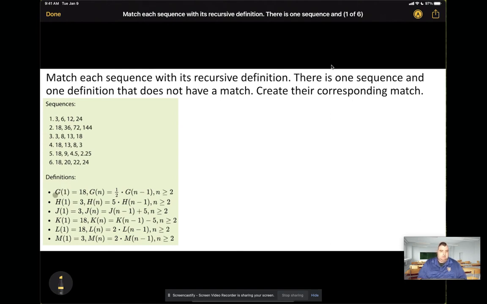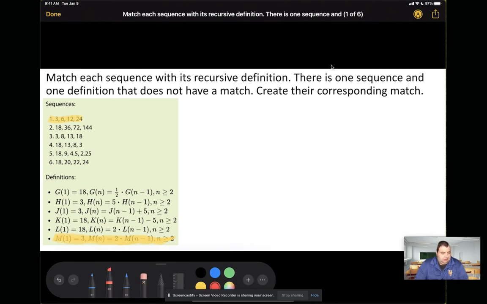So let's look over here, and let's look at the ones that start at 3. So this one starts at 3, but that's not it. This one says multiplying by 5. J starts at 3, but that one is adding 5. Let's look at M. M is starting at 3 and is multiplying by 2 each time. So I'm going to color code this by highlighting. So number 1 is going to go with M.